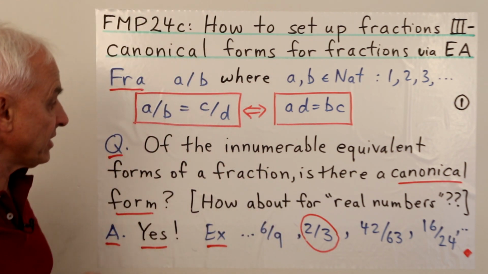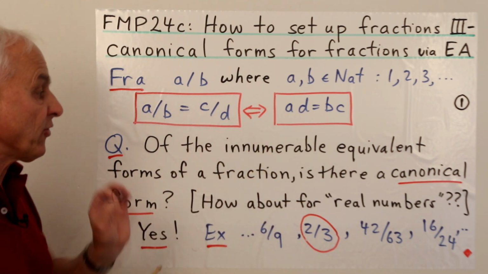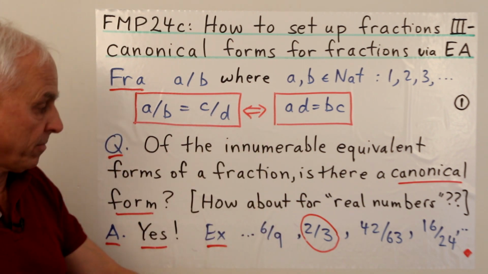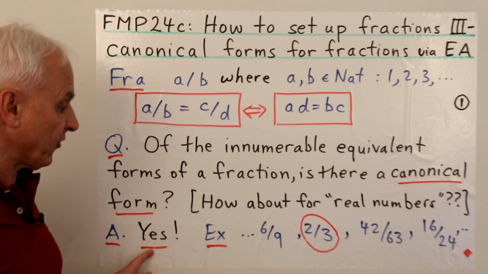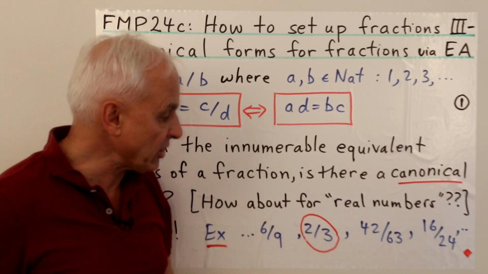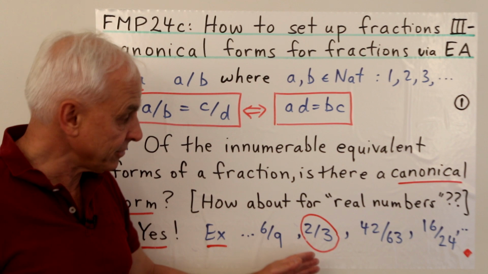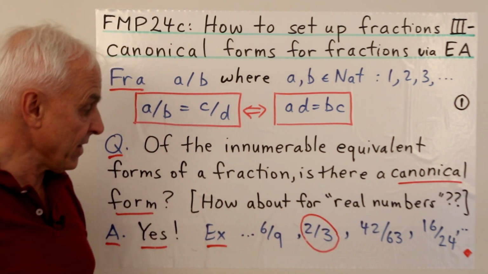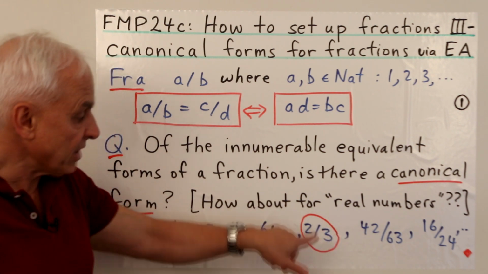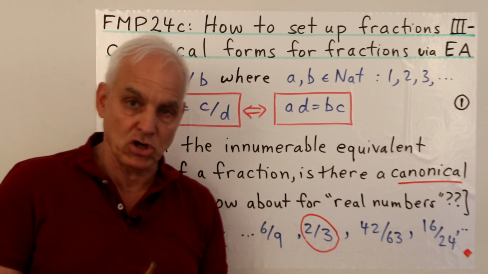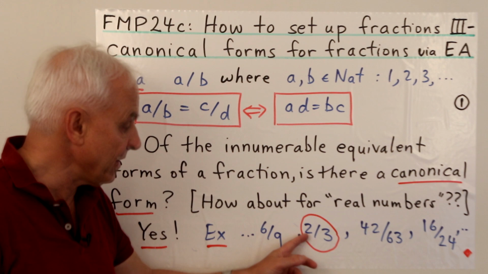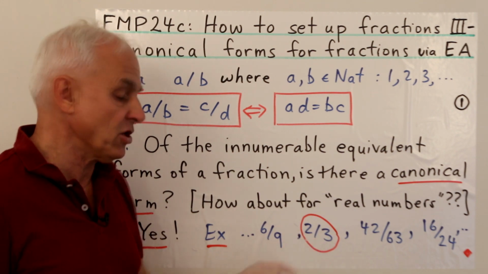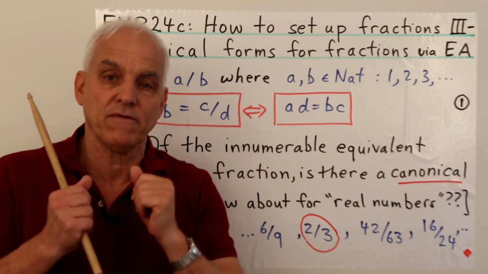So a natural question is, out of all these possible different ways, is there actually a canonical form? Well, the answer is yes. So for example, here are a bunch of fractions, and they're all equal. So you can check equality. And of course, there's many other fractions which are equal to these. And of these various ones, 2/3 is special. It's special because it has the property that the numerator and the denominator have no common factors.